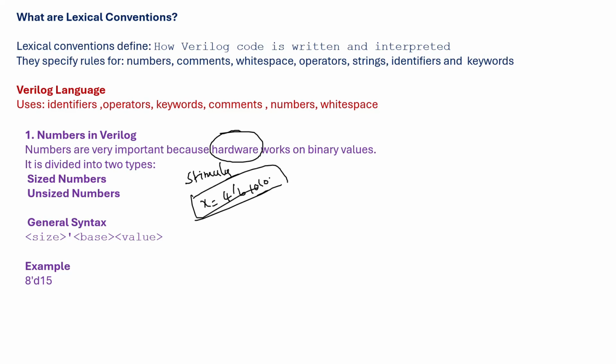Based on this number passing, your design is working or not. Some y equal to x and z we are giving. The number we give to x is driving here. Then it will check whether your operation is working fine or not. These numbers are divided into two types, sized numbers and unsized numbers.